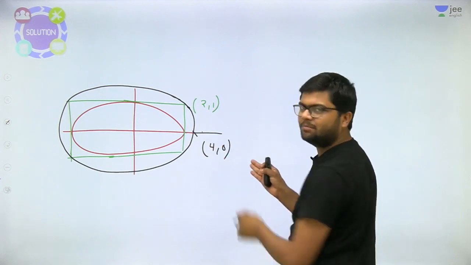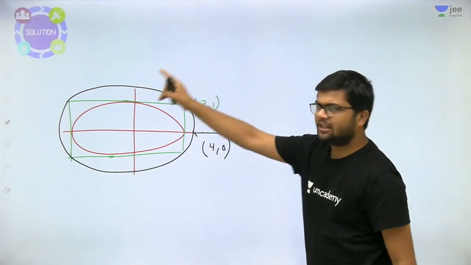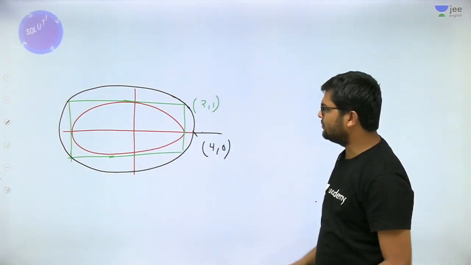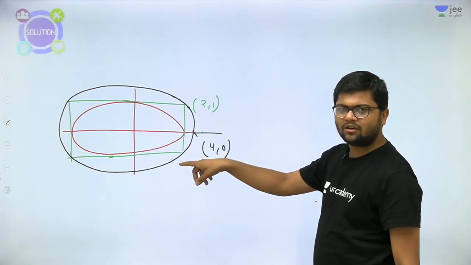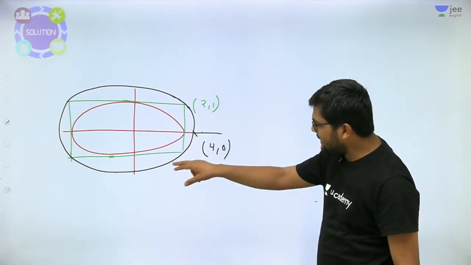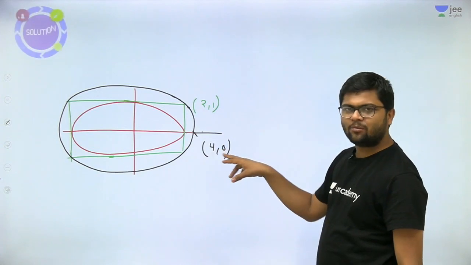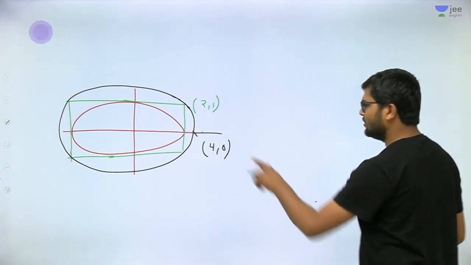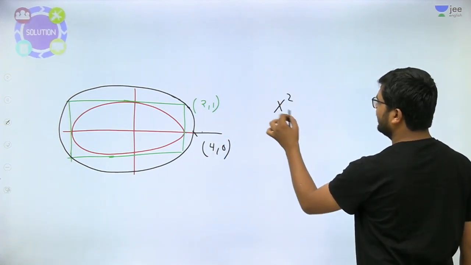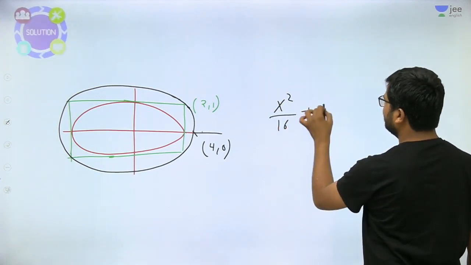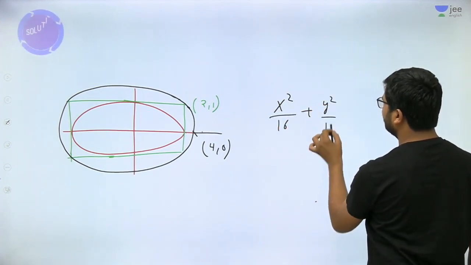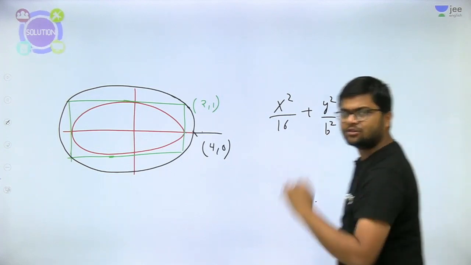So this is a very simple question. The black ellipse that is outside of all the three figures, this ellipse equation we need to find out, and it intersects the x axis at 4 comma 0. So its a will be 4. So the equation will be x square upon 16 plus y square upon b square equal to 1. That is the standard equation of this ellipse.